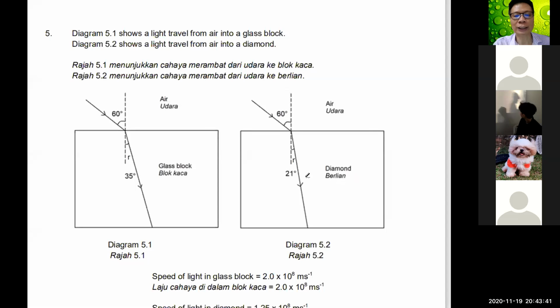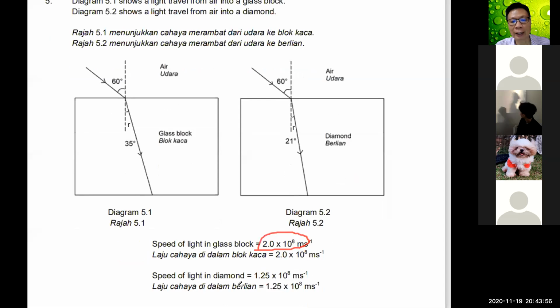And also something to do with the speed. You see the speed here. Speed of light in the glass is 2.0 something. And then speed of light in the diamond is slower, 1.25 only. So here the light moves faster, it refracts less. When it moves slower, in the diamond because of high density, it is very hard for the light to go through, so the speed is slower. When it moves slower, it will bend more, it will refract more. Okay, understand? There are a lot of things to remember here.